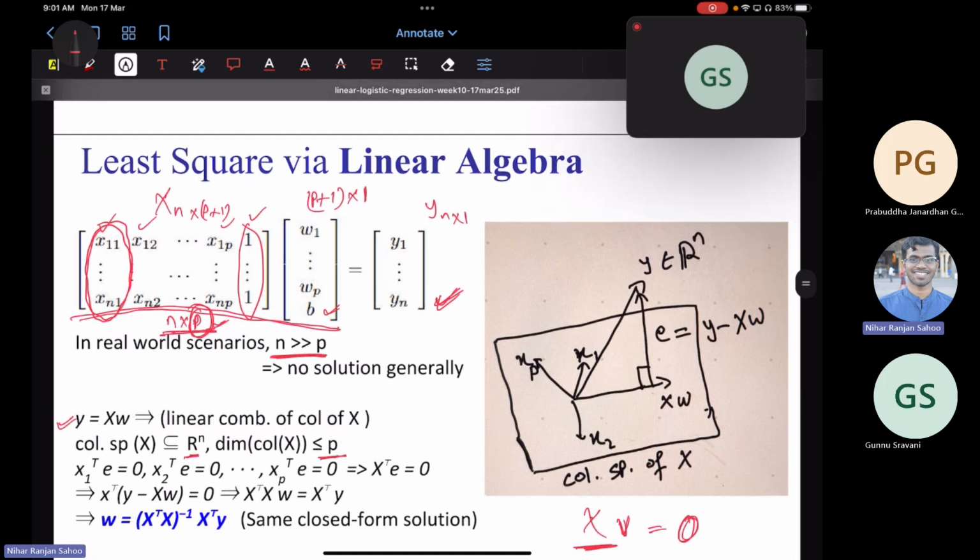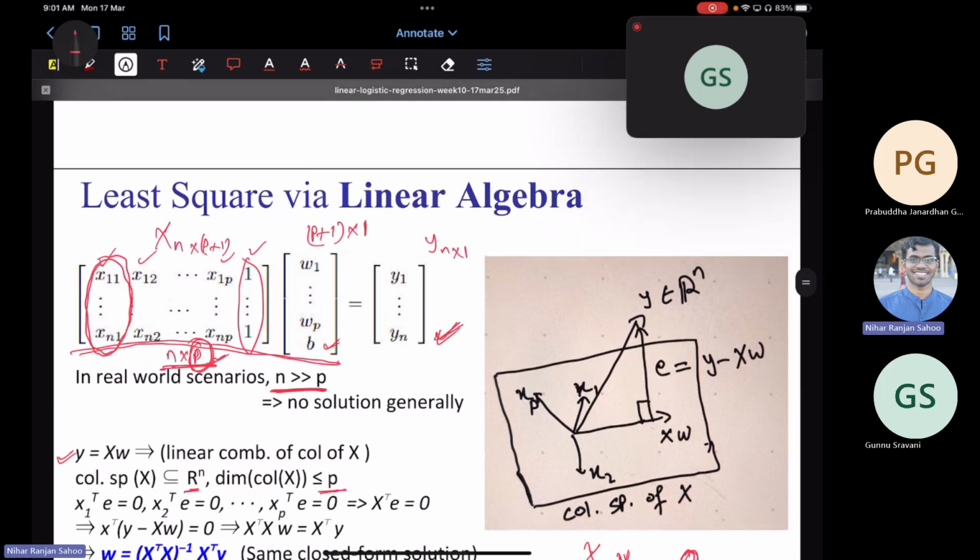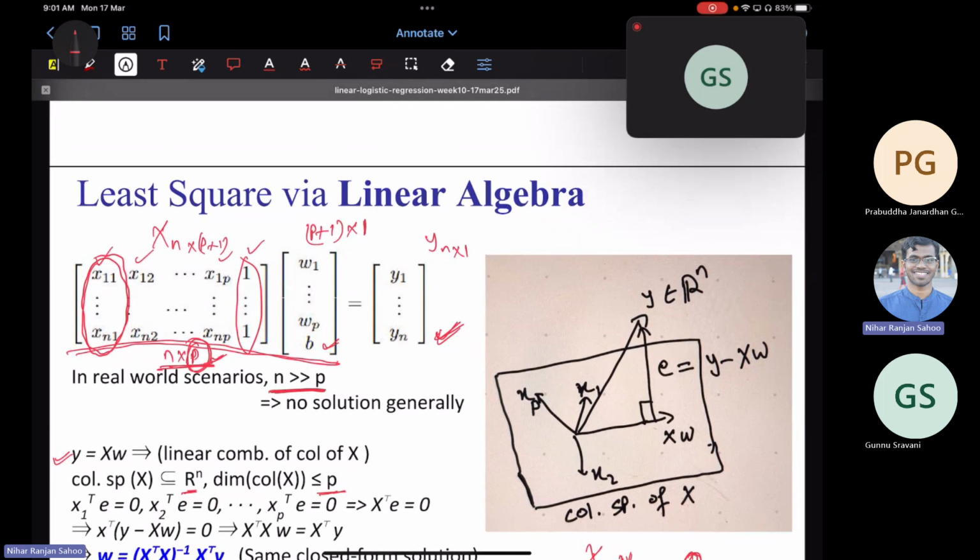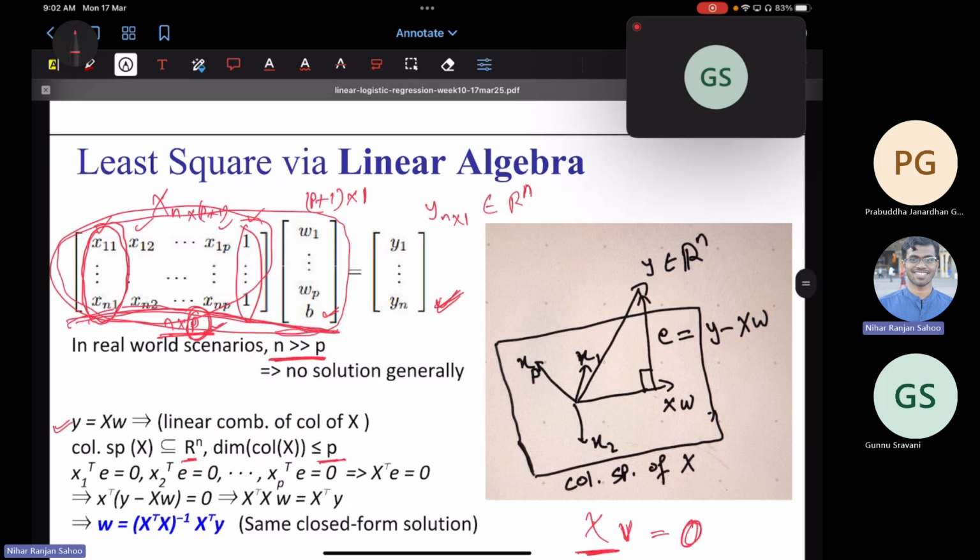If that is the scenario, we know y is lying in R to the power n, right? Y is lying in R to the power n, but after this multiplication we are saying it is lying in p dimension, because this is p dimension. After this multiplication, the maximum dimension will be p only, right? So the rank is p, meaning p dimension, right? So what will happen then?